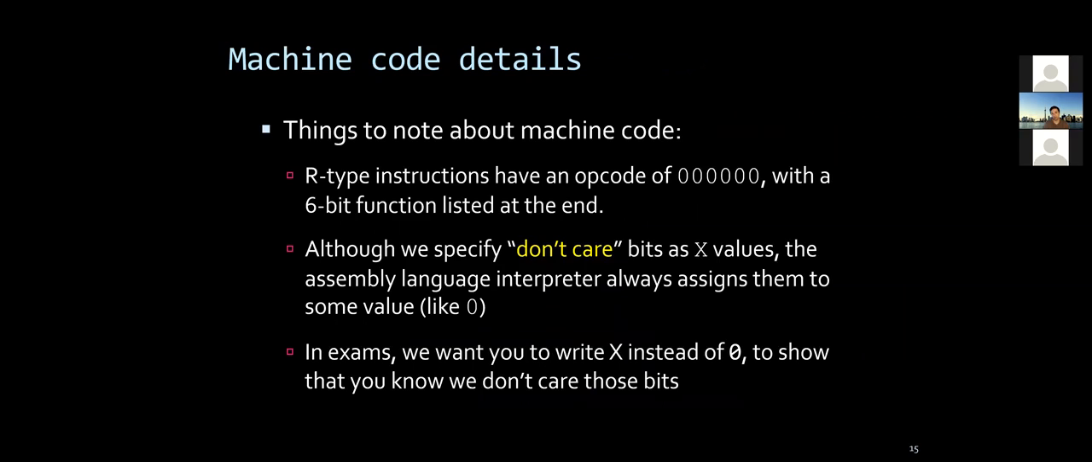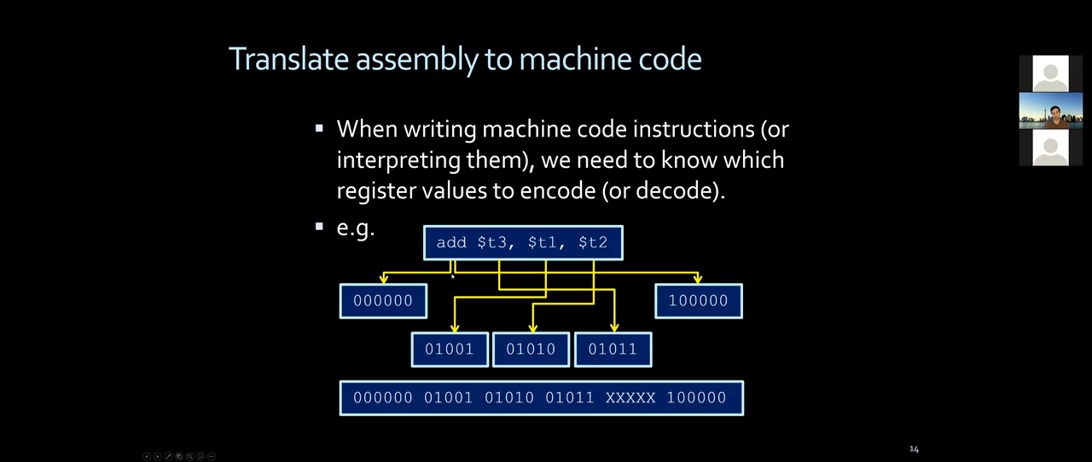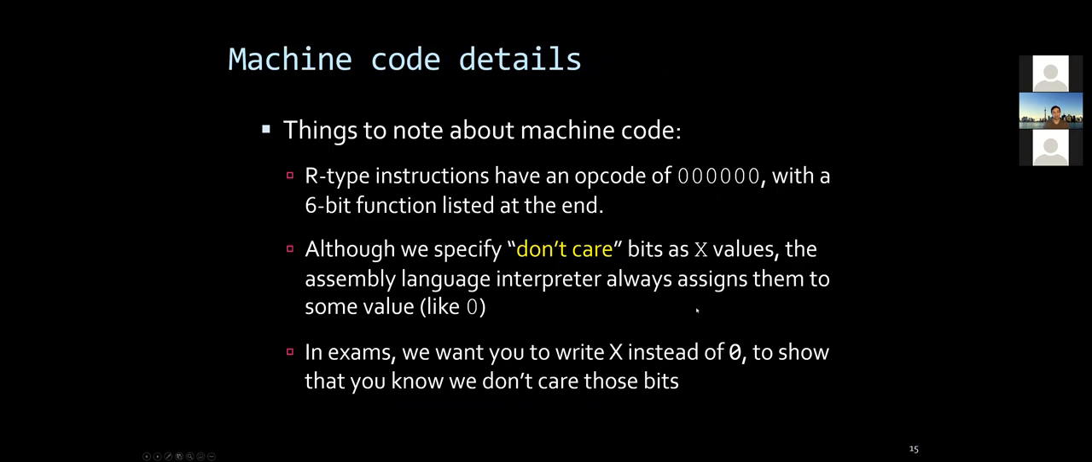R-type instructions have an opcode of 6 zeros with a 6-bit function listed at the end. Remember, this is the convention. So this is 6 zeros here, and this is the function code for add. And although we specify don't care bits as X values, in reality there are no X values, there are zeros and ones. Most assembly language interpreters will assign them to something like 0. In the exam, we want you to write X instead of 0 to show that we don't care about those bits.